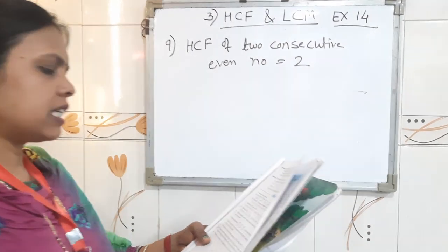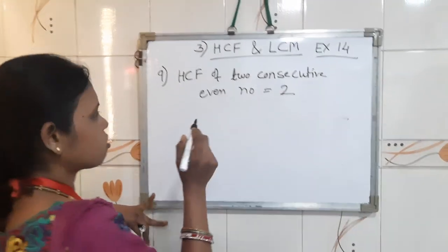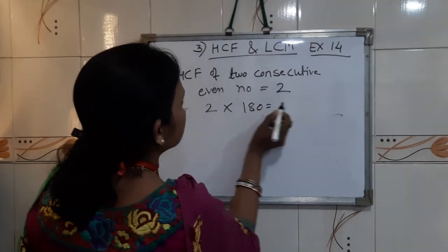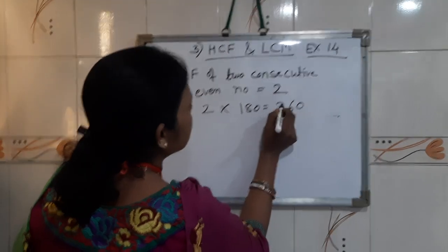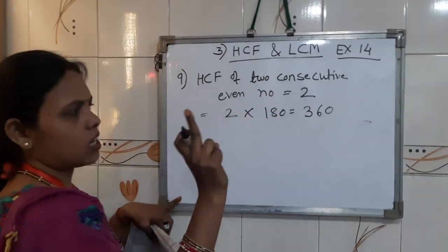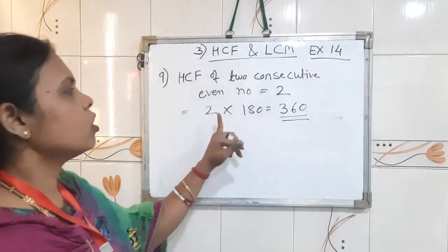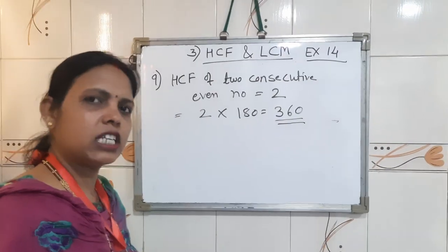Now next, it is asking for the LCM of 180. That's why write down 2 into 180, which is equal to 360. Here what you have written is 2 into LCM, that is 180, equal to 360.